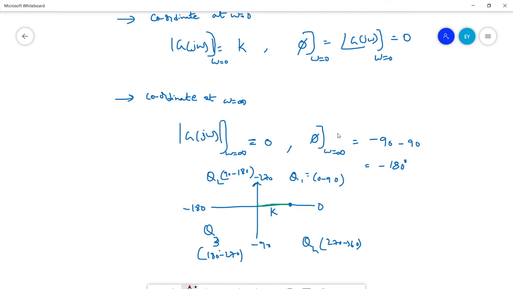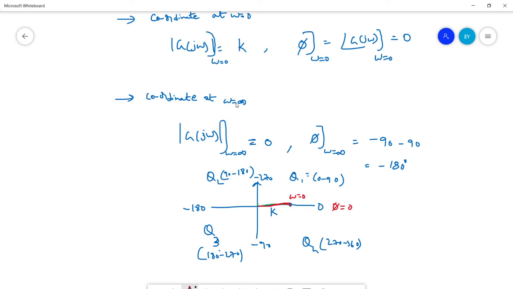I'll take red, it will be clear. You can represent omega equal to 0 this way: phase will be 0, magnitude will be k. So it starts at omega equal to 0 with phase 0 and distance k. When you increase omega from 0 to infinity, it goes towards minus 180 degrees. How? See here, the magnitude is tending to 0 from k.